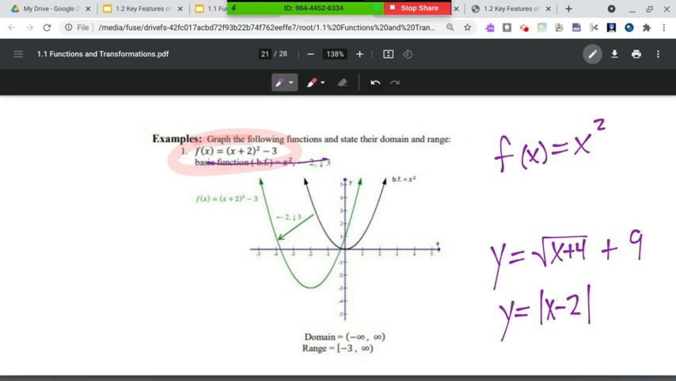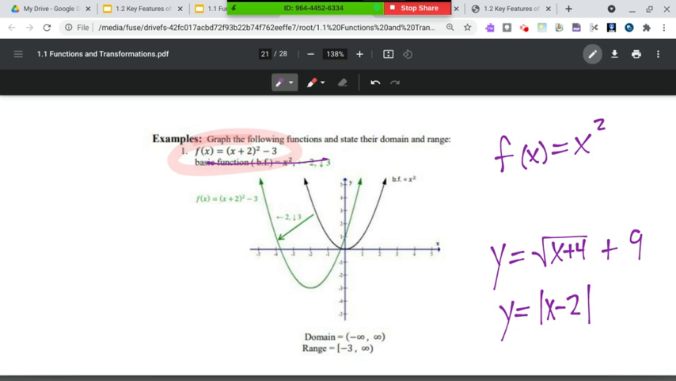How about y equals the absolute value of x minus 2? Where's that shifting? Would it be left 2? Remember, plus is left, minus is right. So it would be going right 2? Right 2.